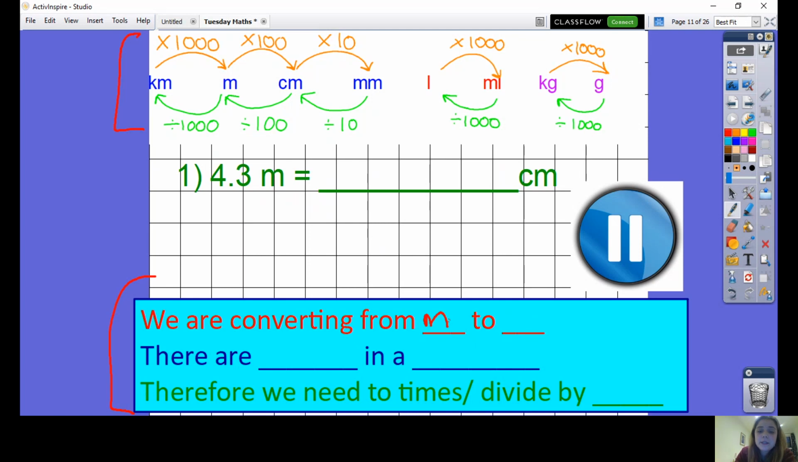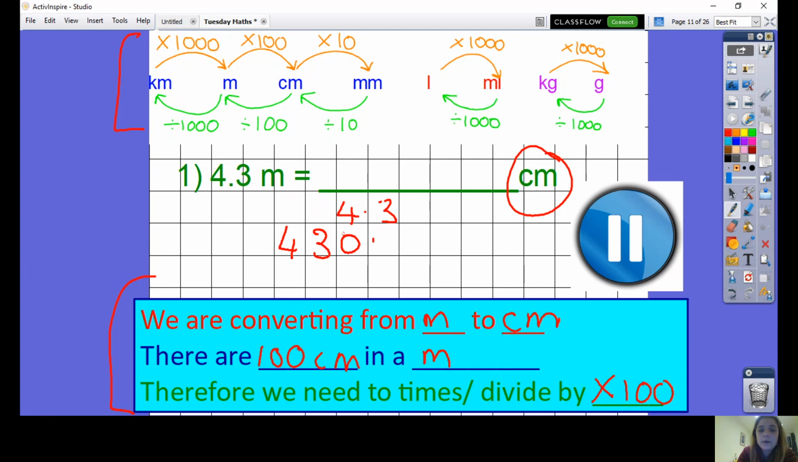I'm converting from meters to centimeters. I know there are 100 centimeters in a meter. I'm going to the small unit of measurement, so I times by 100. Now I do 4.3 times by 100. Down, 1, 2, 4, 3, 0. 430 centimeters.